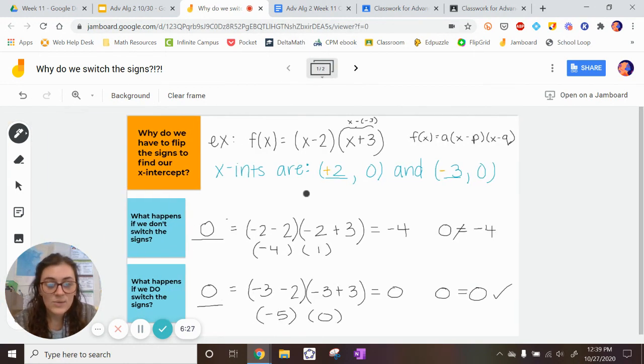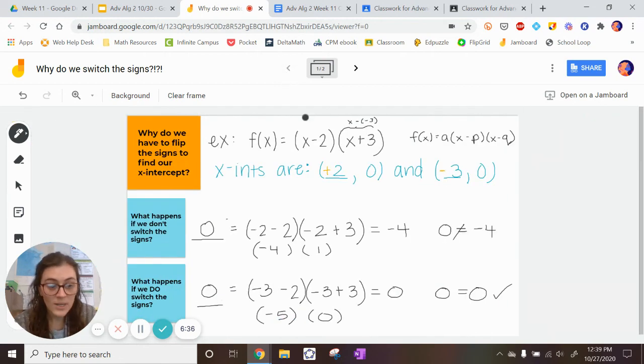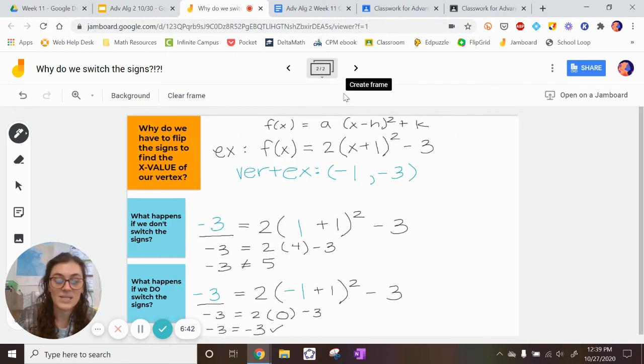So hopefully these two examples kind of helped you see the role that we have to play when we switch the signs in our equation. However you want to think about it is fine with me. I just wanted to provide a few different explanations for why that made sense.